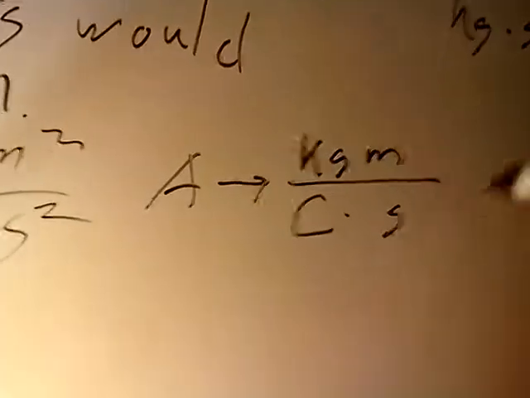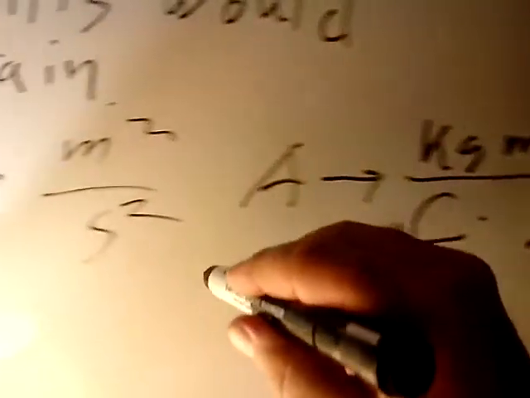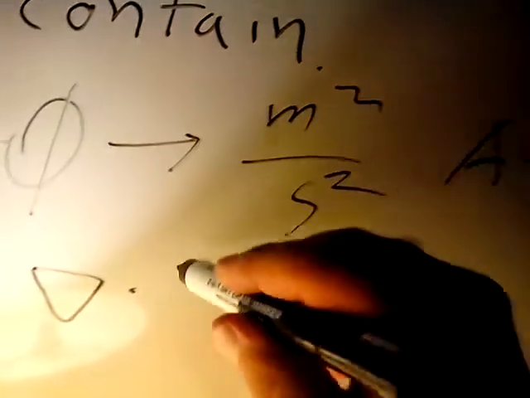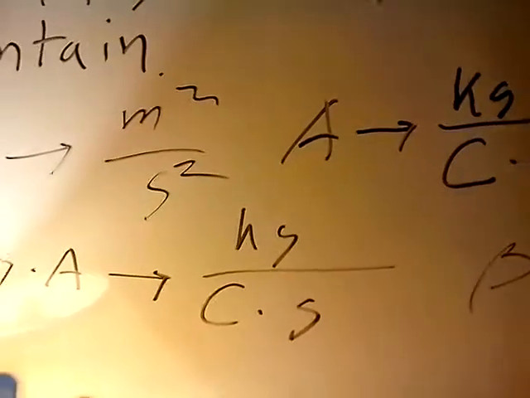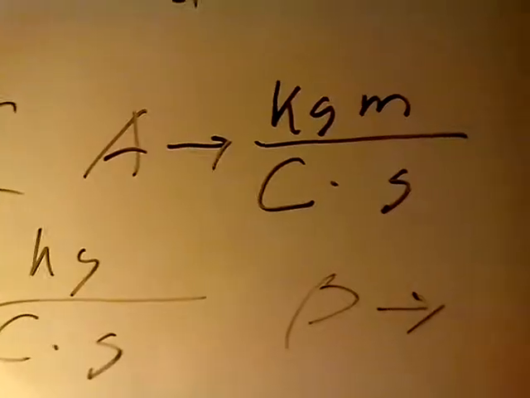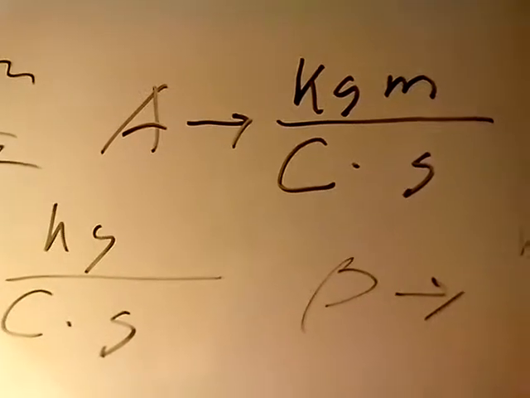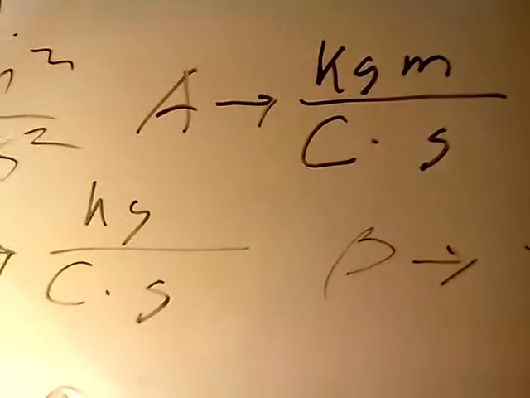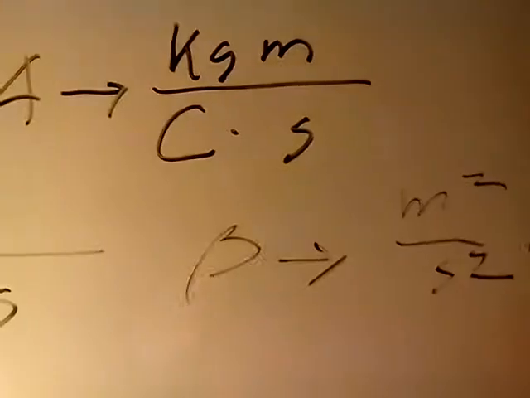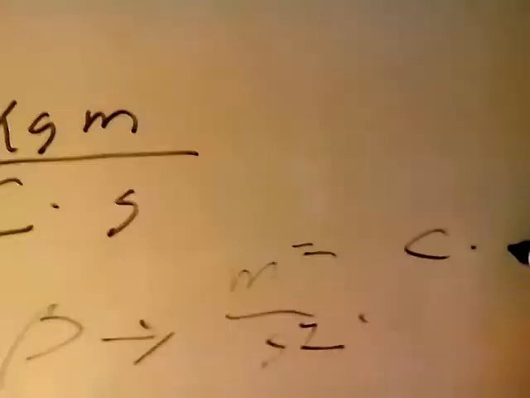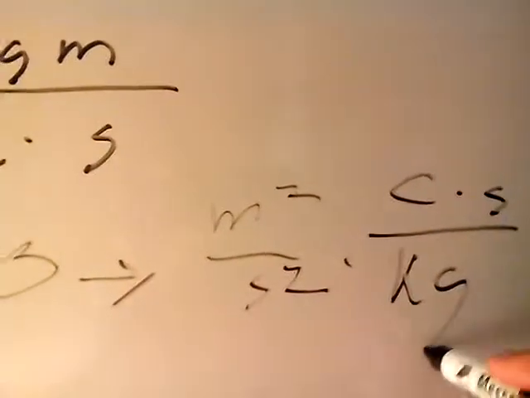But if you take the divergence, like taking the derivative, that would change the units. When you take the derivative of A, that would have units of kilograms, because the meters would drop out, per coulombs times seconds. Now with that being said, what would beta be? You could just divide it out. You just solve for beta. Beta, therefore, would have meters squared over seconds squared, times the reciprocal of this, coulombs times second over kilograms.